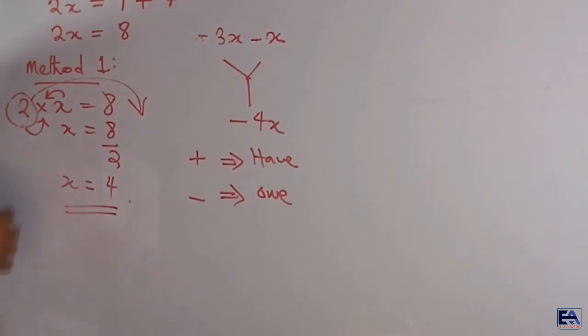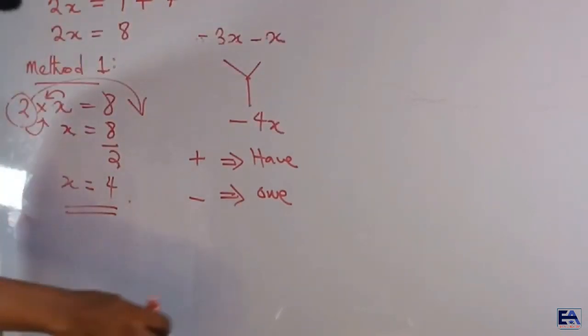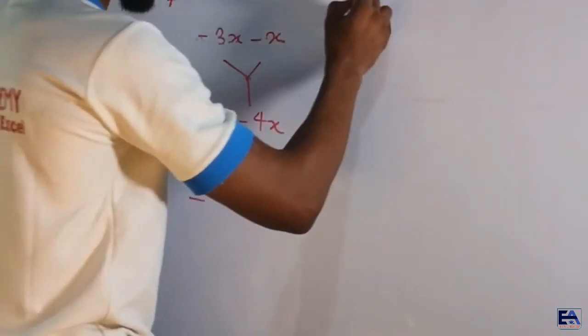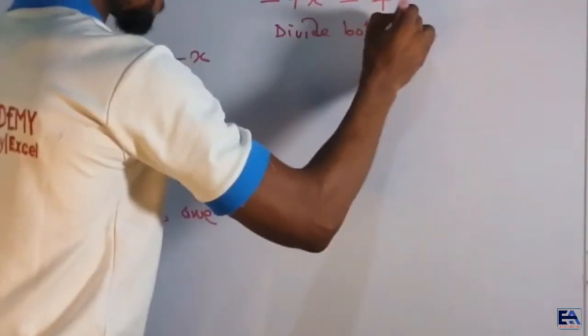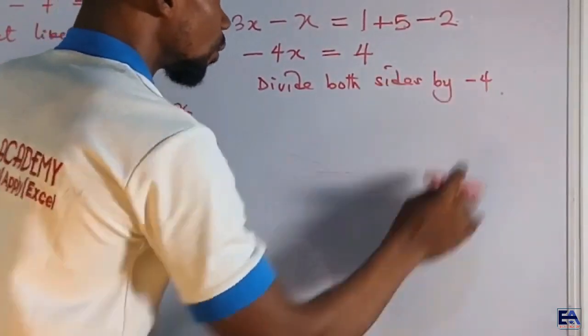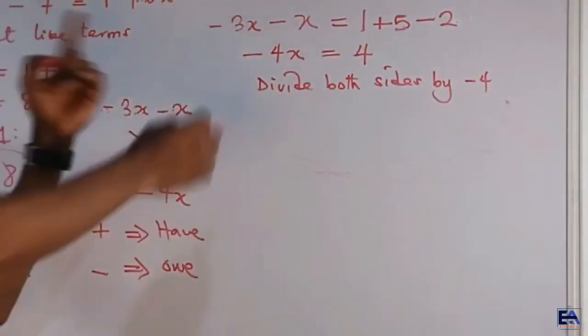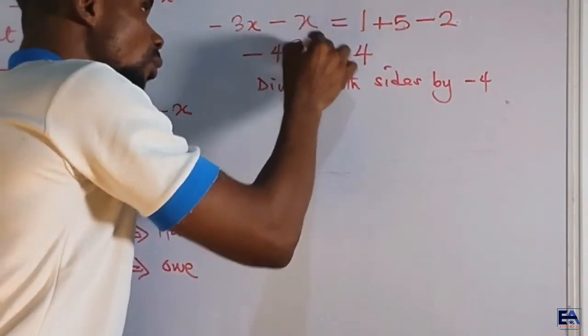All right? The other method would have been, let me use this for the second method. The second method is to divide both sides by minus 4. Okay? Minus 4x is equal to 4. I want to keep only x.